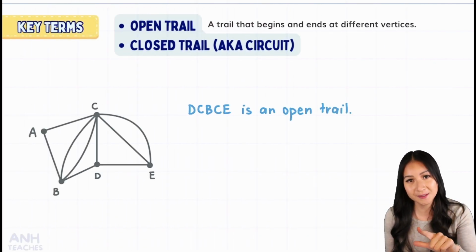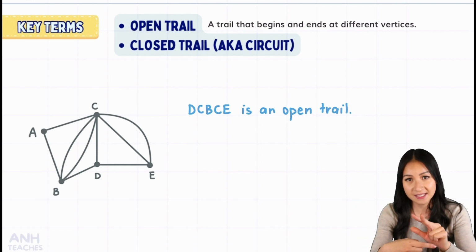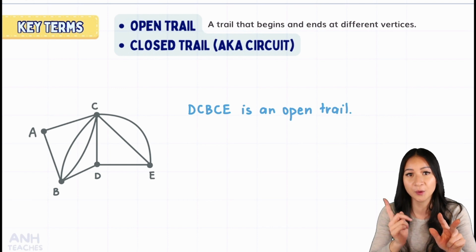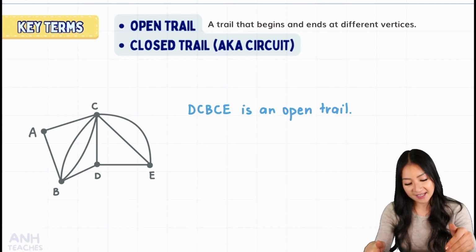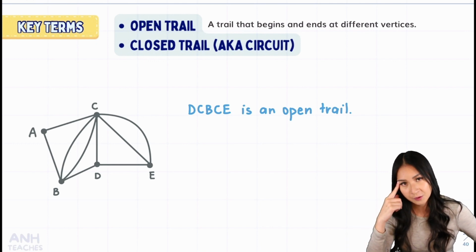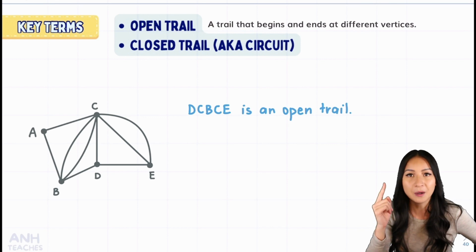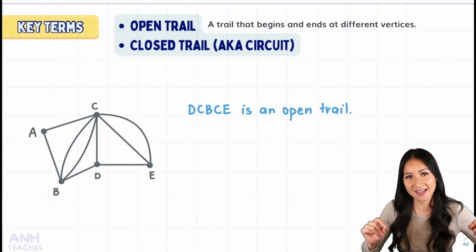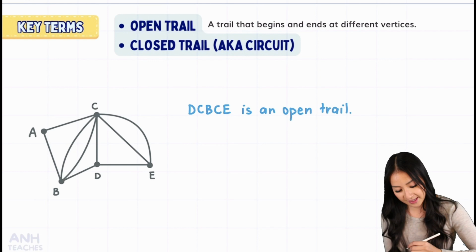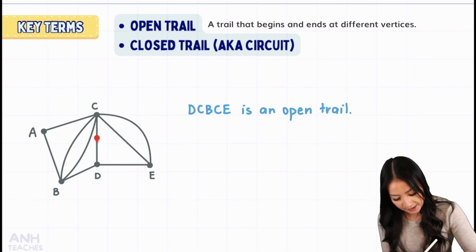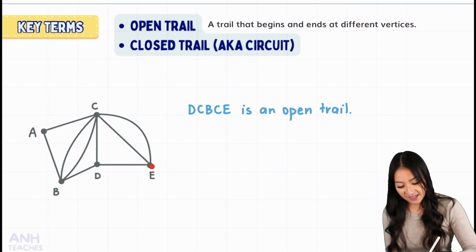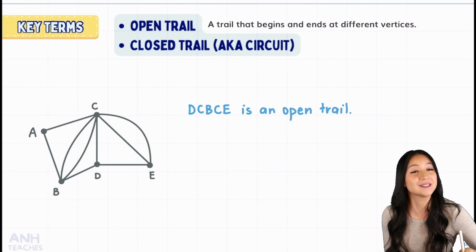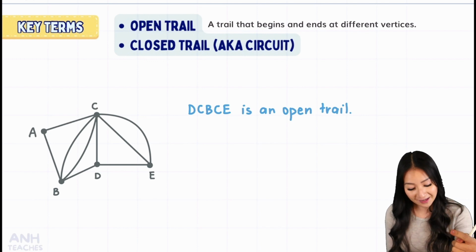Now, walks, trails, and paths all have subclassifications because each of these can be open or closed. What I'm going to look at first here is an open trail. So we know the rules of a trail. We can't repeat any edges, but we can repeat vertices. And if it's open, that means that it's going to begin and end at different vertices. So let's look at an example. If I start at vertex D and then travel to C, then to B, and then back to C again, and then to E, this is an open trail because I didn't repeat any edges, but I did repeat vertices and it begins and ends at different vertices.